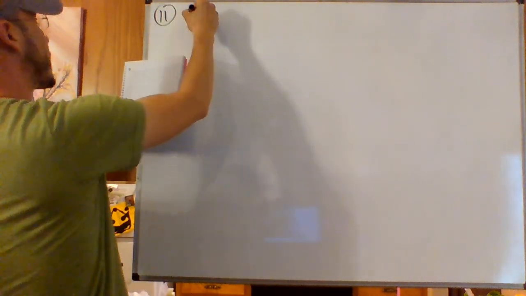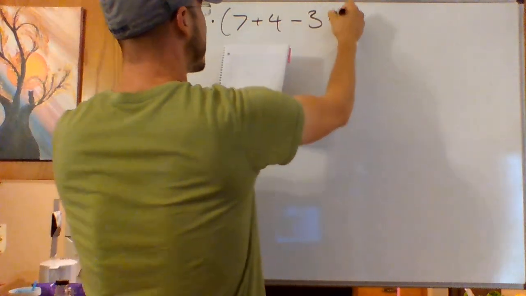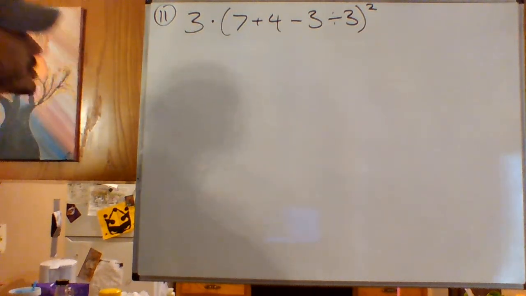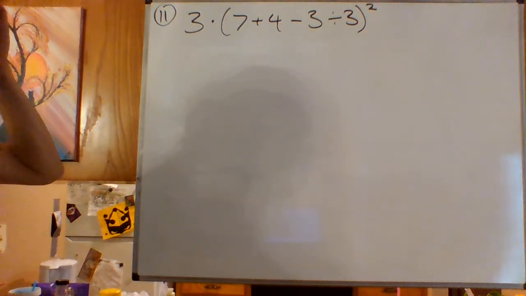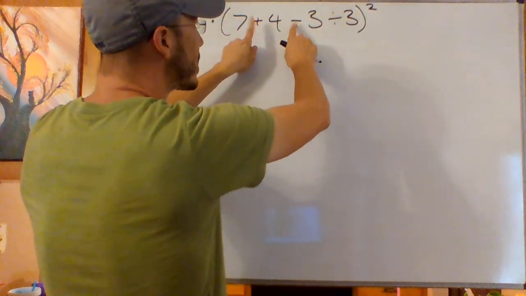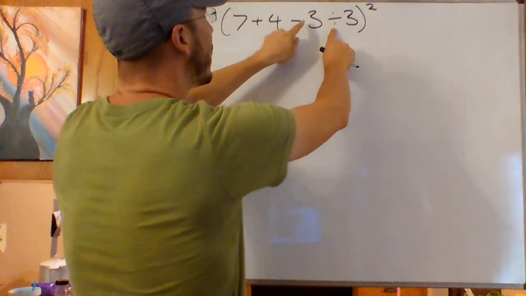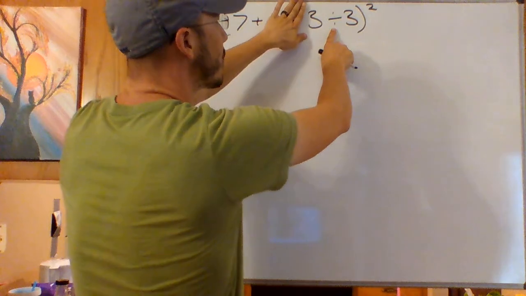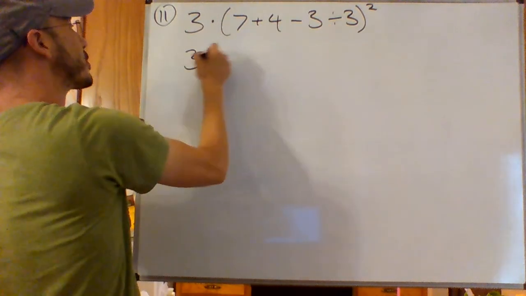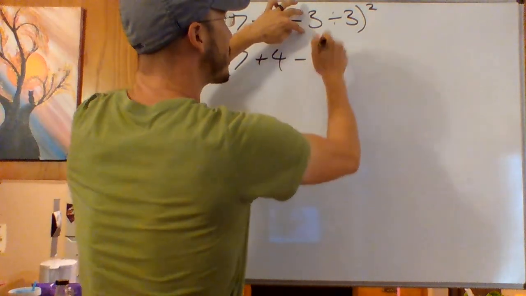Number 11, I got 3 times 7 plus 4 minus 3 divided by 3 squared. Similar to that last one, we've got the grouping symbols and an exponent, but in here, there's an addition and a subtraction, but division comes first. So I'm going to do 3 divided by 3 and keep it as a subtraction here. 3 times 7 plus 4 minus 3 divided by 3 is 1.